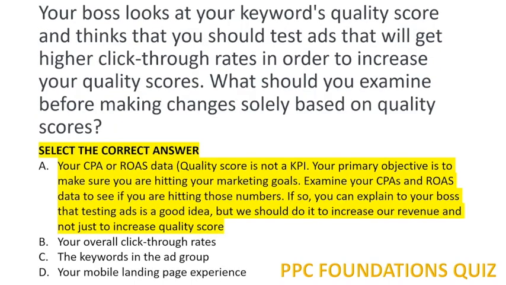Your boss looks at your keywords' quality score and thinks that you should test ads that will get higher click-through rates in order to increase your quality scores. What should you examine before making changes solely based on quality scores? A. Your CPA or ROAS data. Quality score is not a KPI. Your primary objective is to make sure you are hitting your marketing goals. Examine your CPAs and ROAS data to see if you are hitting those numbers. If so, you can explain to your boss that testing ads is a good idea, but we should do it to increase our revenue and not just to increase quality score.